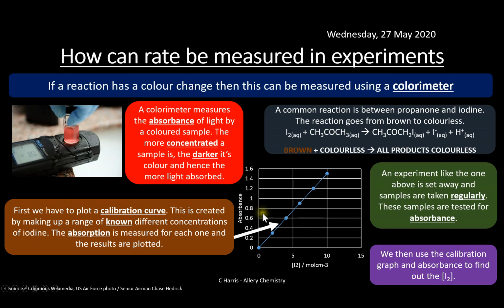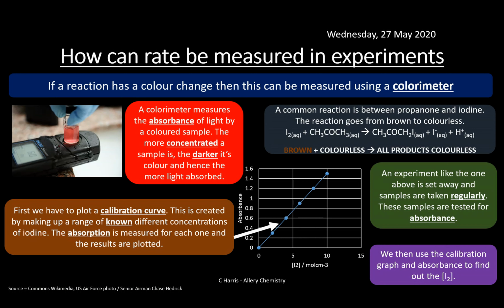So you can see here that if our chemical gave us an absorbance of 0.8 at a particular time point, then we use our calibration curve, we go across here and then down here. And that will then tell us the concentration of our substance at that time.